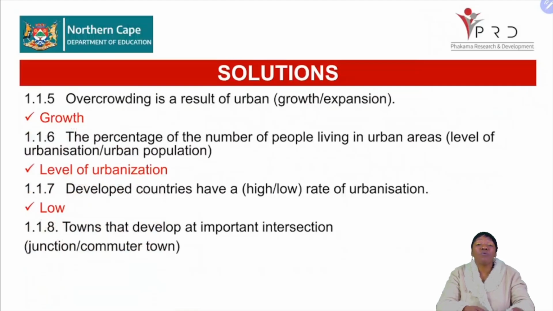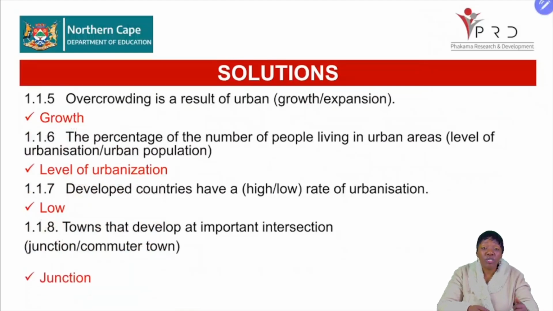Then your 1.1.7, developed countries have a low rate of urbanization. Why? Because developed countries, remember, are the countries that are rich and doing well. So there is no need for people to move into urban areas because the country is doing well. Hence, they have a low rate of urbanization. Then your 1.1.8, the towns that develop at an important intersection. Remember the key there was an intersection. So it makes it a junction.